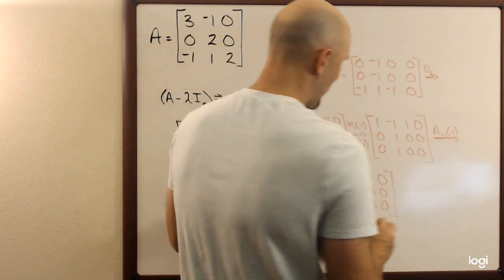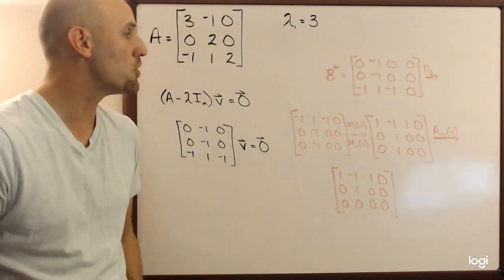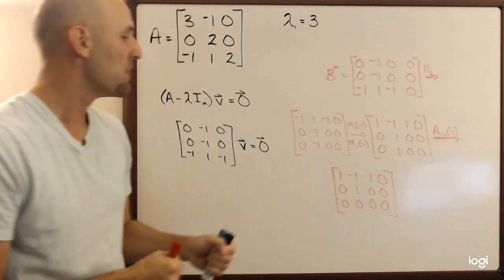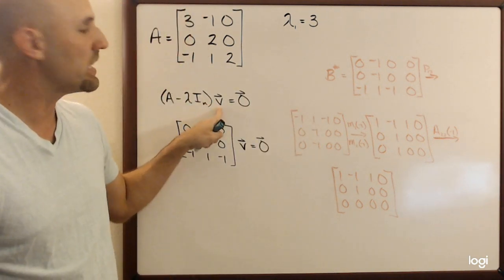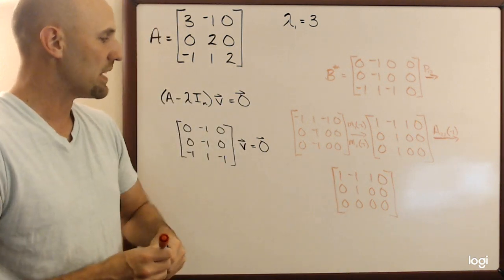Now you'll note I have a row of all zeros at the end of this, right? Implying I'm going to have infinitely many solutions, which of course we needed. If there was a unique solution, I would know what it is already because v equals 0 is a solution. All right, fantastic. Well, I'm going to solve this.